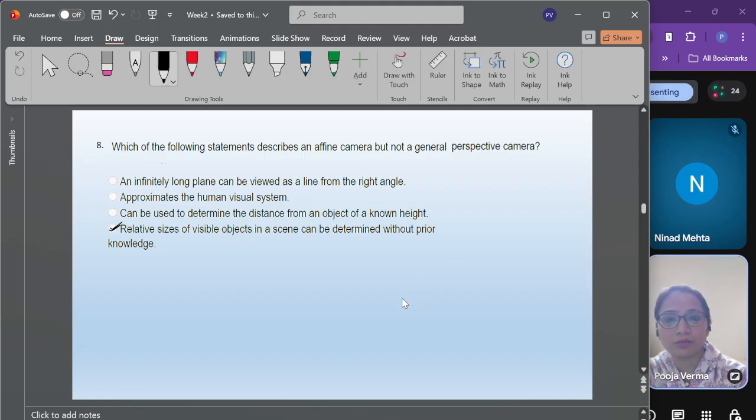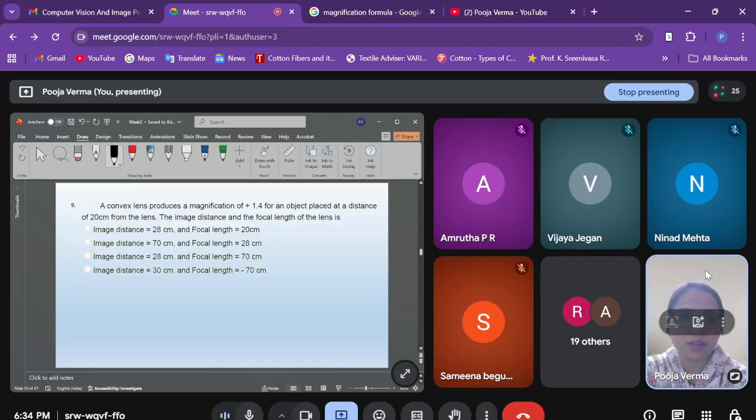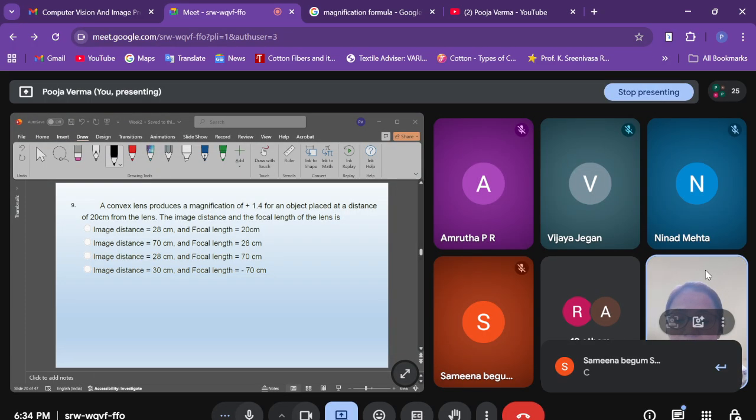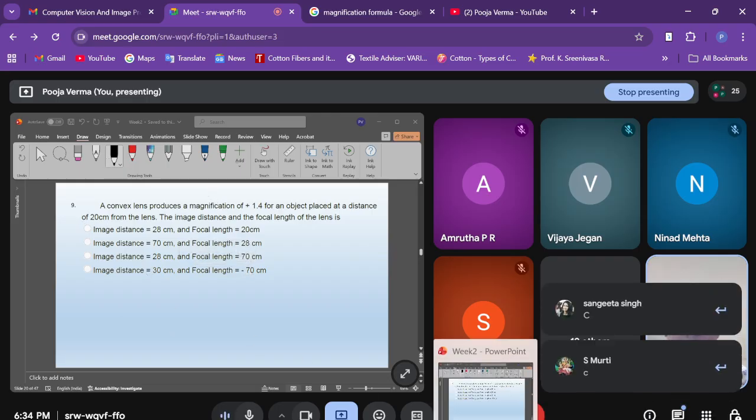Okay, so now we are moving to our next question. We have 25 questions today, so we will solve some numerical problems later. First, let's look at the theoretical or conceptual questions. Can you solve this one?